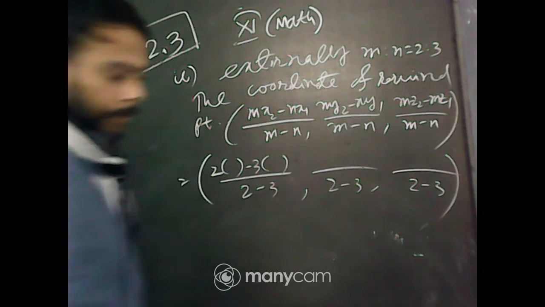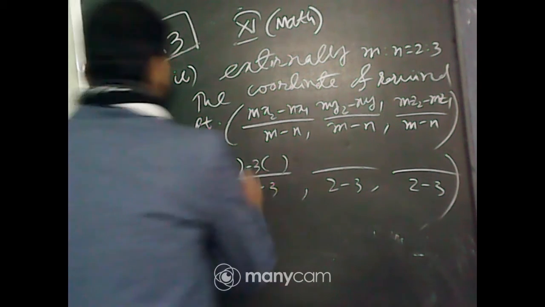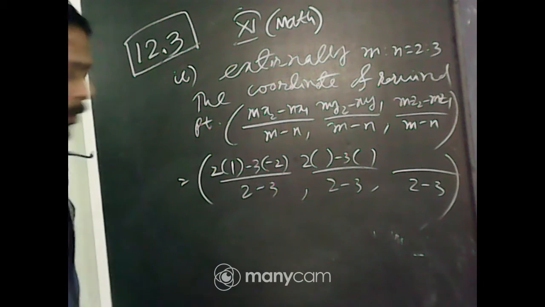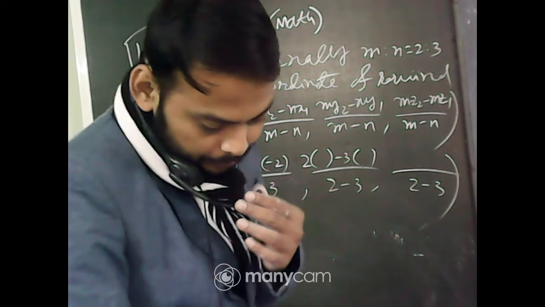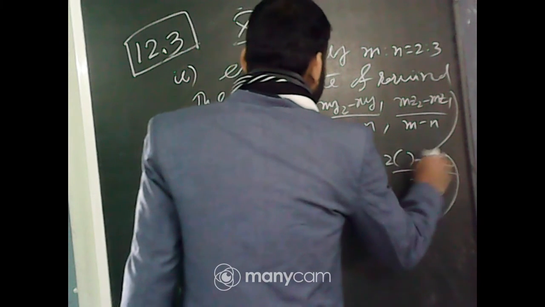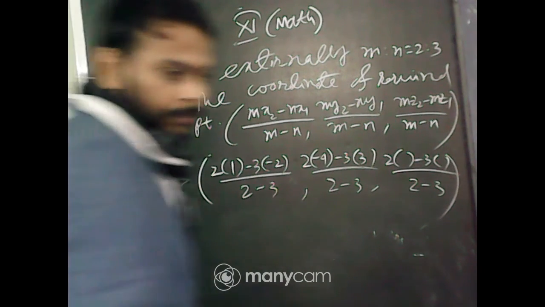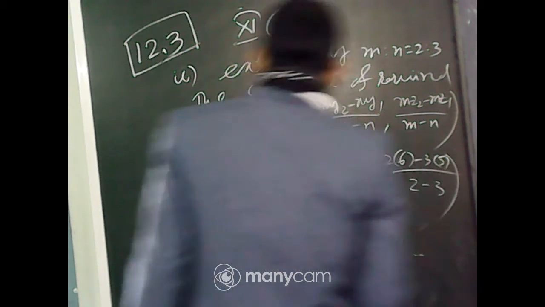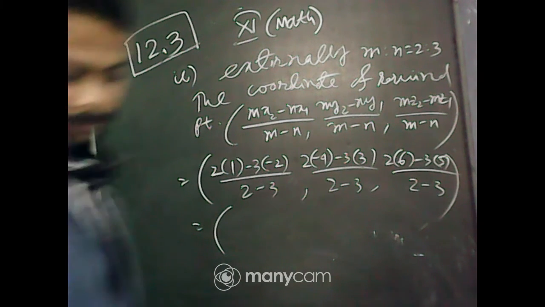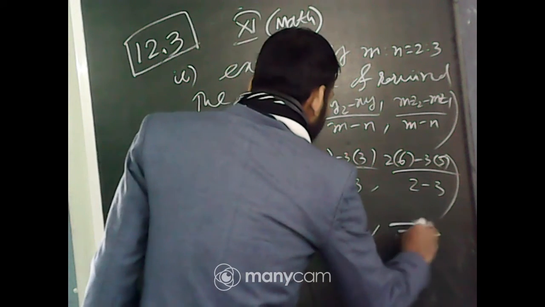2 into 1 minus 3 into minus 2. For the second portion, 2 into minus 4 minus 3 into 3. Last portion, 2 into 6 minus 3 into 5. So it will be, first portion, all the denominators will be minus 1, minus 1, minus 1.